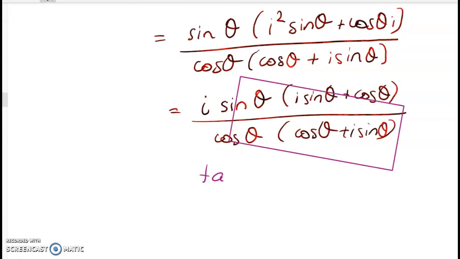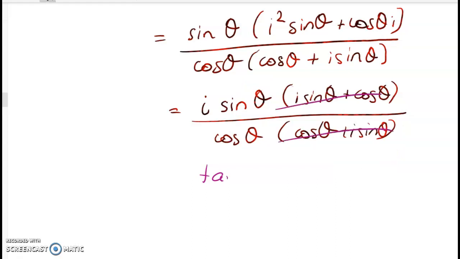So, oops, I don't know what happened there. Let's get rid of that. Let's try that again. So crossing out those, and we've got tan theta times i, which is the right-hand side as required.